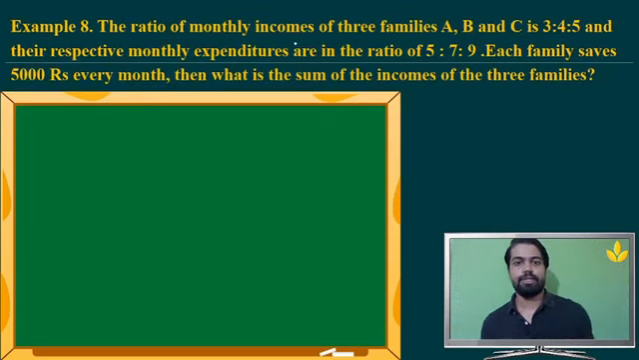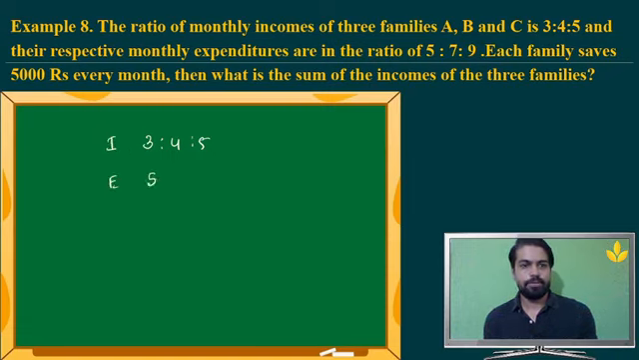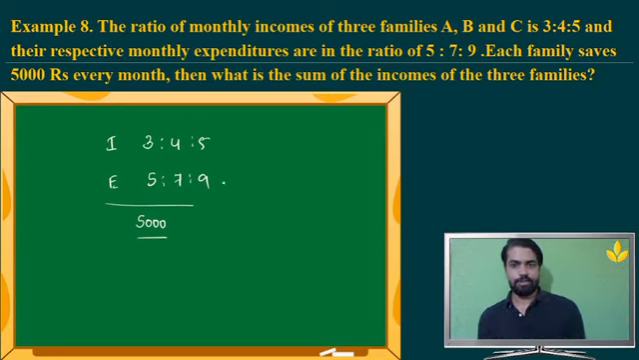The ratio of the monthly incomes of A, B, C are 3 is to 4 is to 5. The respective monthly expenditures are in the ratio 5 is to 7 is to 9. And they save 5,000 each. Actually, everybody will do this with 3x, 4x, 5x and 5y and then subtract and answer it. So instead of that, what I can do is, I am seeing income ratio 3 is to 4 is to 5 and expenditure ratio is 5 is to 7 is to 9.